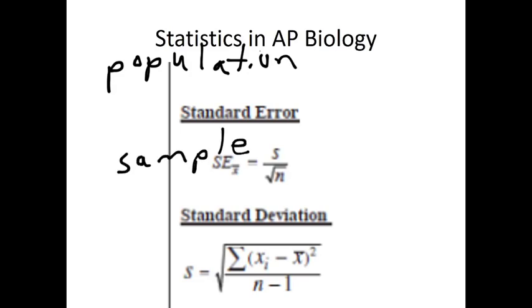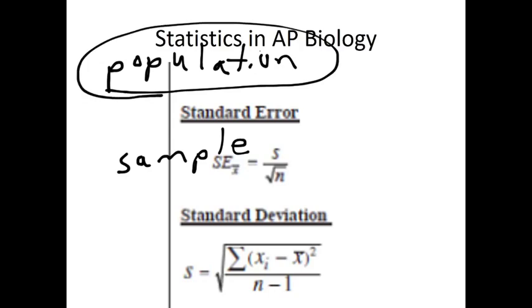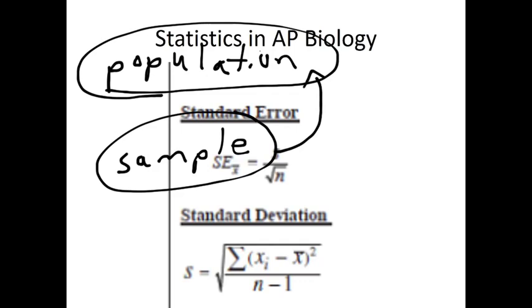In statistics, when we're talking about a population, we're talking about an entire group of organisms. So maybe we're looking at the effect of fertilizer on the growth of apple trees. The population would be all the apple trees. Whereas the sample would be the apple trees that we've randomly selected to do our experimentation and measurement on. We're hoping that since we randomly selected them, the sample is representative of the population.